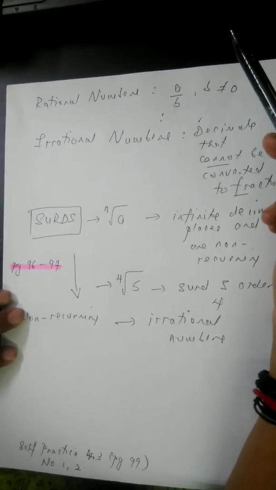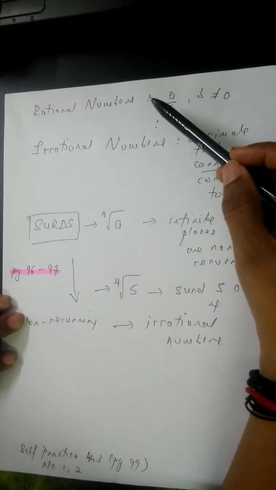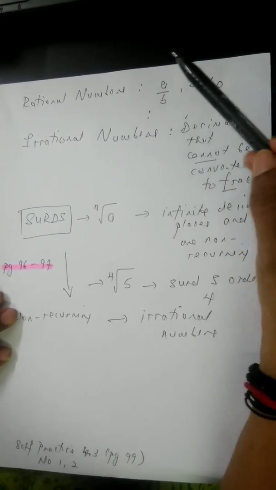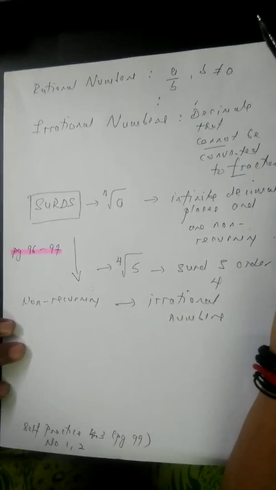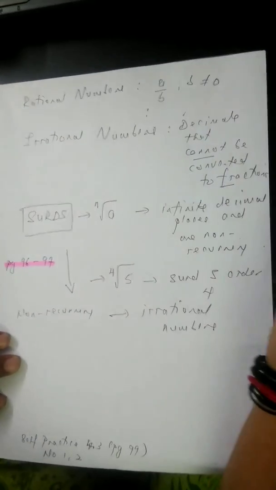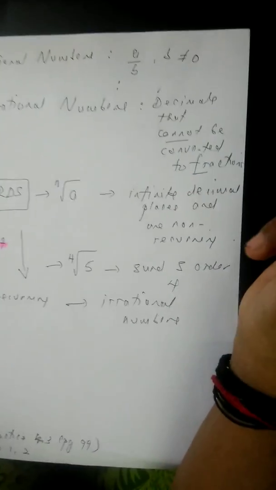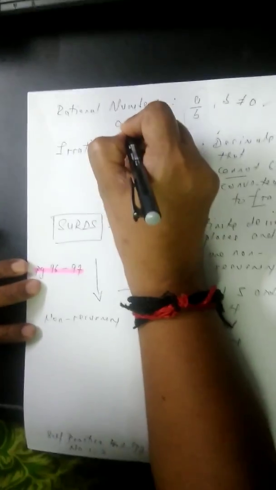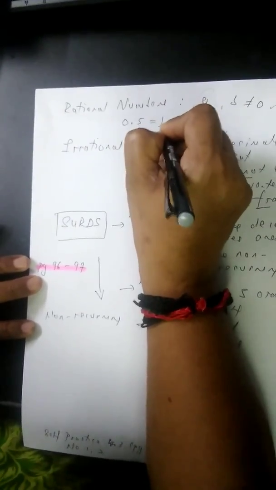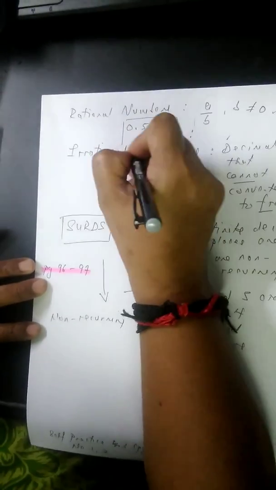Now, I'm sure you've heard of rational numbers. Rational numbers, as we know, are numbers which can be written in the form of decimal as well as fraction. That means you can convert it both ways, either from a decimal to a fraction or from a fraction to a decimal. So usually rational numbers are written in the form of a fraction, a over b, where b is not equal to 0. An example would be 0.5, which can be converted to half.